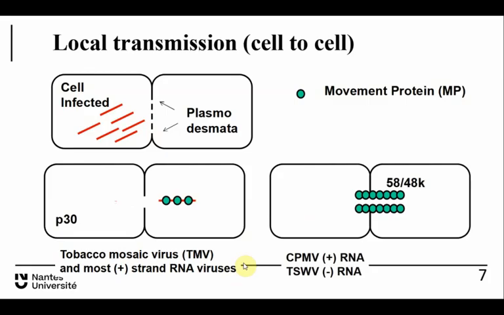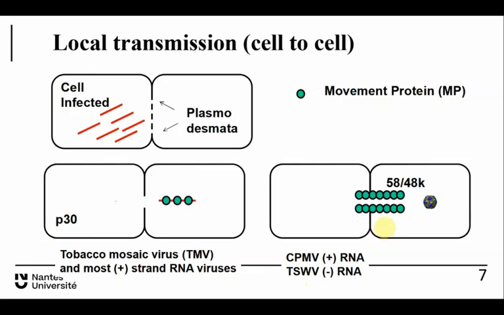Some plant viruses have movement proteins that do something else. So these ones will radically change the structure of the plasmodesmata and increase the size, and this will allow the transport of a whole capsid from one plant cell to the next. Okay, so cowpea mosaic virus does this, and the TSWV does this. But one way or another, every plant virus has to do this. It's an obligatory step.